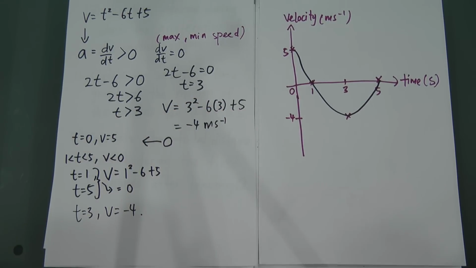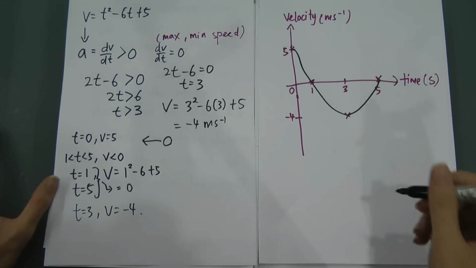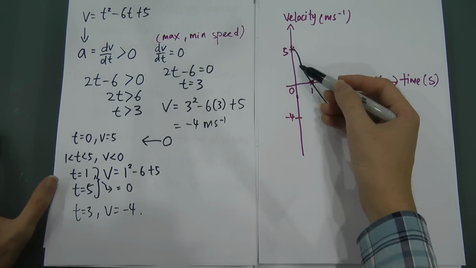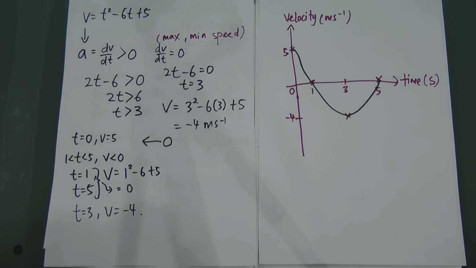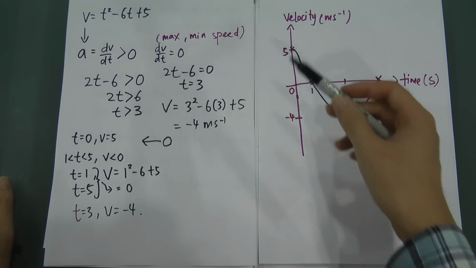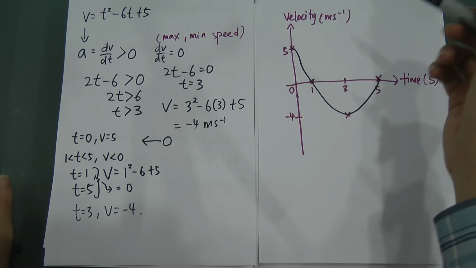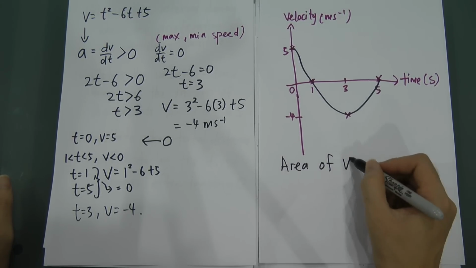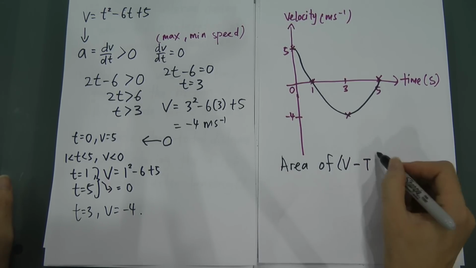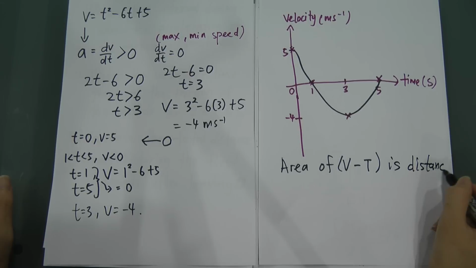Okay, why do I need to draw the graph? When you see a velocity time graph, it has one very important feature: the area of the velocity time graph is distance. If you learn the mathematics, you will know that the area of the velocity time graph is the distance. I write here: area of velocity time graph is distance. This one you must remember.